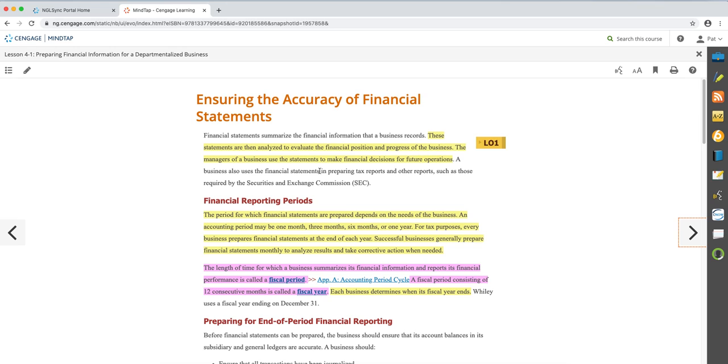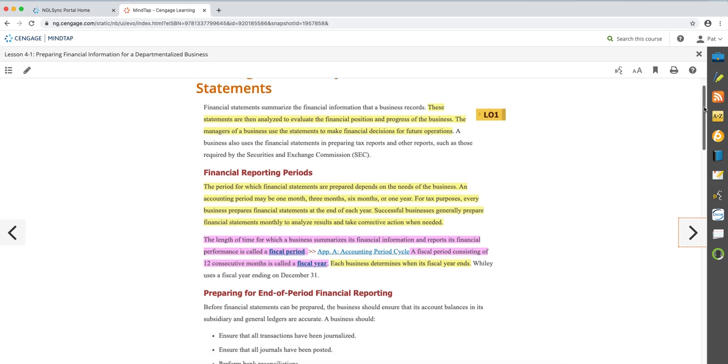We want to make sure these financial statements are accurate. We want managers to be able to make decisions in the future based on these. We also want to pay taxes appropriately, make sure our balances are updated going into the new fiscal period. So it's important that we're financially accurate in our reporting.